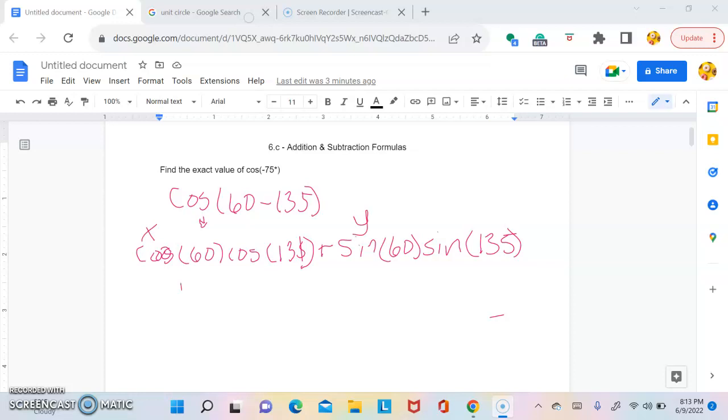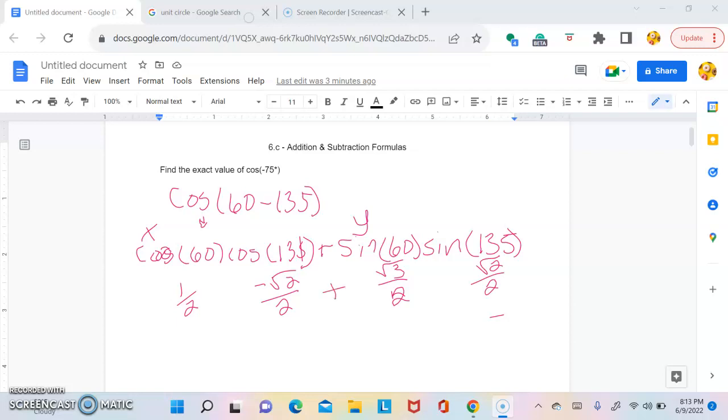So cosine 60 is 1/2. Cosine 135 is negative square root of 2 over 2. Sine 60 is square root of 3 over 2. And sine 135 is square root of 2 over 2. And then it's still plus.